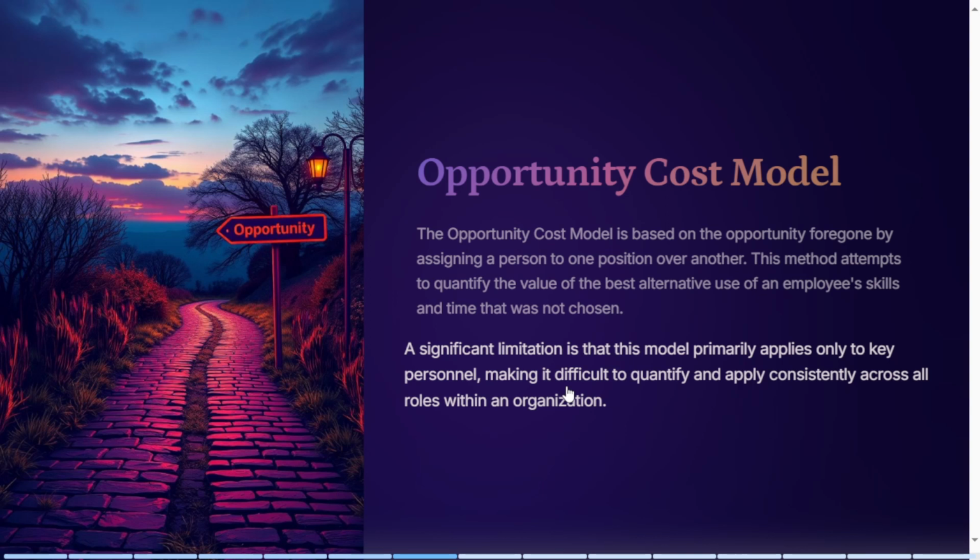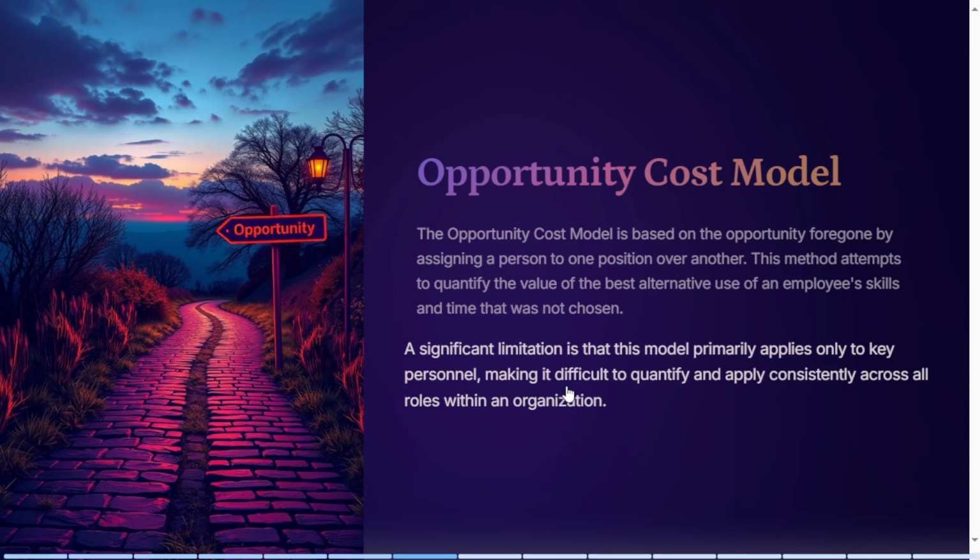For example, your star sales manager could either lead the north region, expected profit 50 lakh, or the south region, expected profit 40 lakh. If assigned to north, the opportunity cost is 40 lakh. This 40 lakh represents part of the manager's value to the organization.